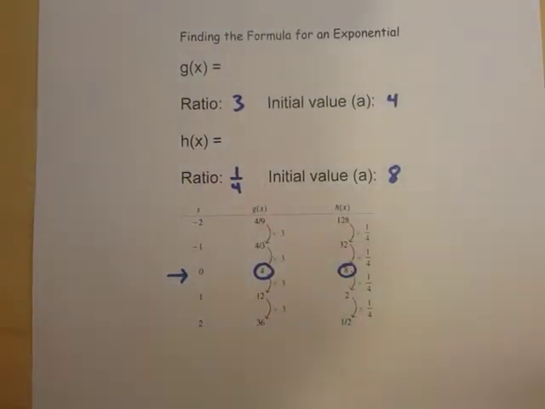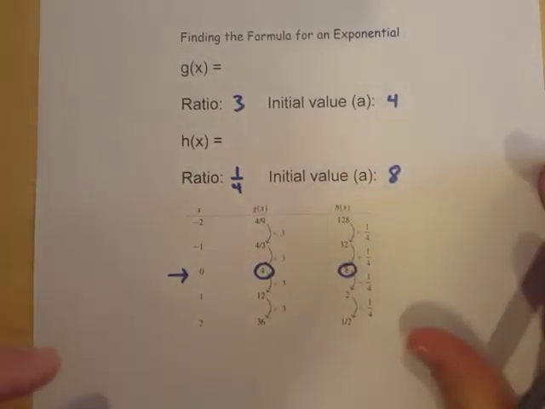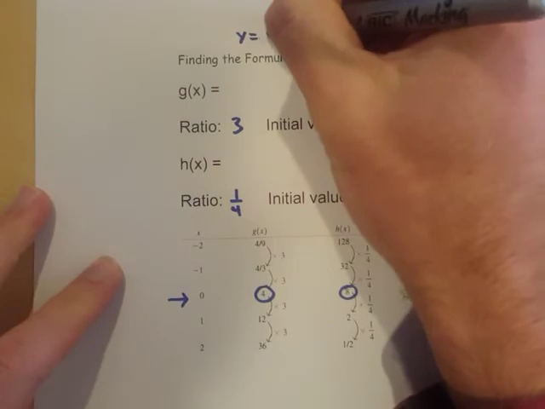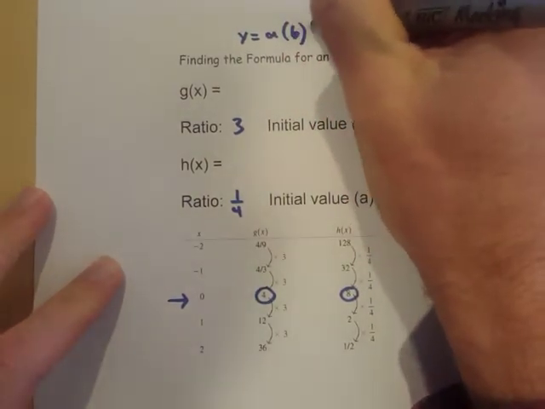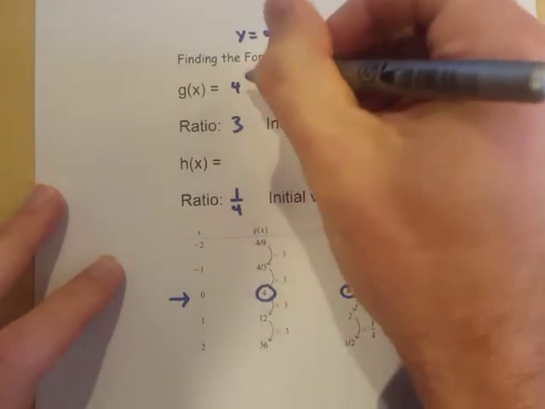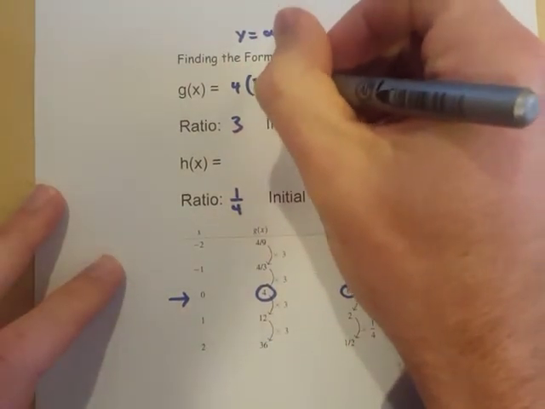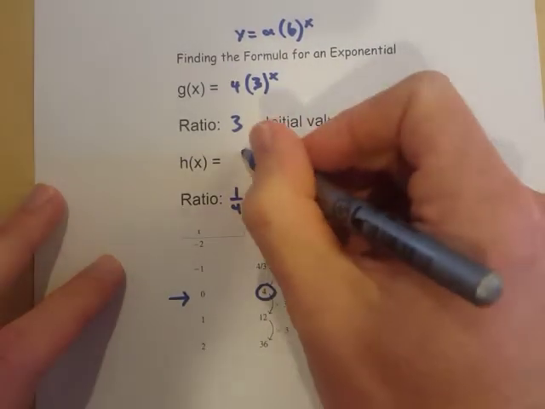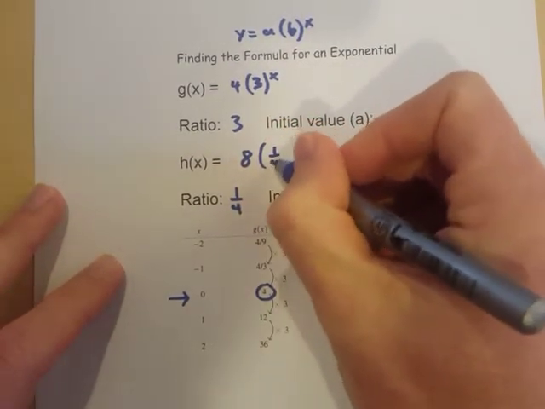So if we've got now our ratio and our initial value for each one, we just plug it into our form y equals a times b to the x. And so for g of x, it's just going to be 4 times 3 to the x. And for h of x, it's going to be 8 times 1/4 to the x.